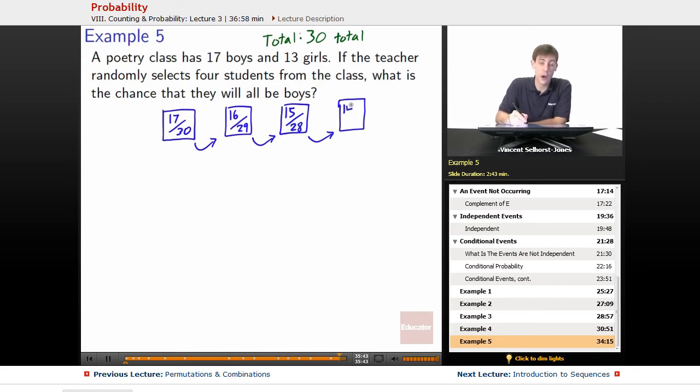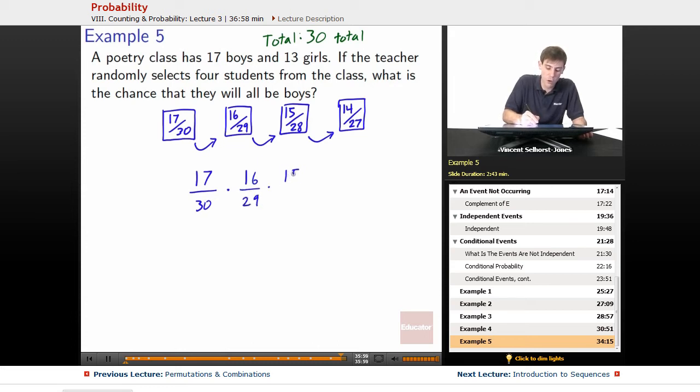Finally, our fourth boy, we're now at 14 boys left to pull from, and we are now at 27 students total in the classroom after our 3 pulls so far. So if we want to figure this out, conditional probability is we just multiply them all together. So 17 over 30 times 16 over 29 times 15 over 28 times 14 over 27.